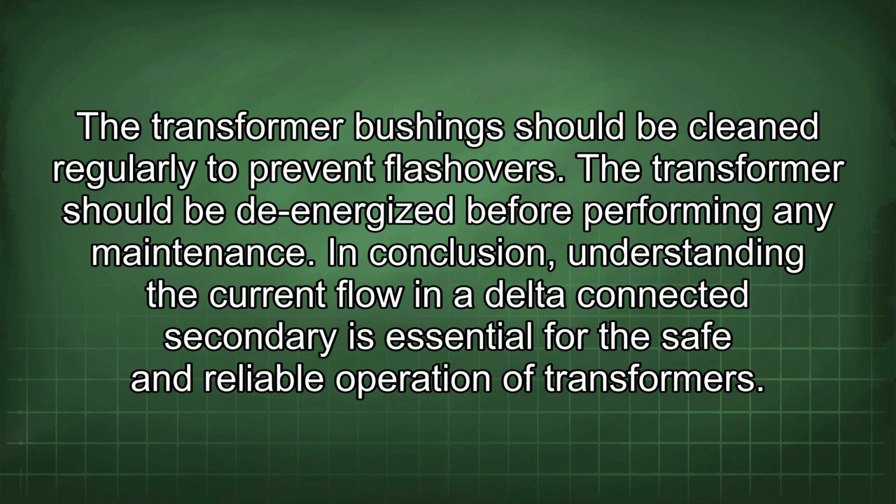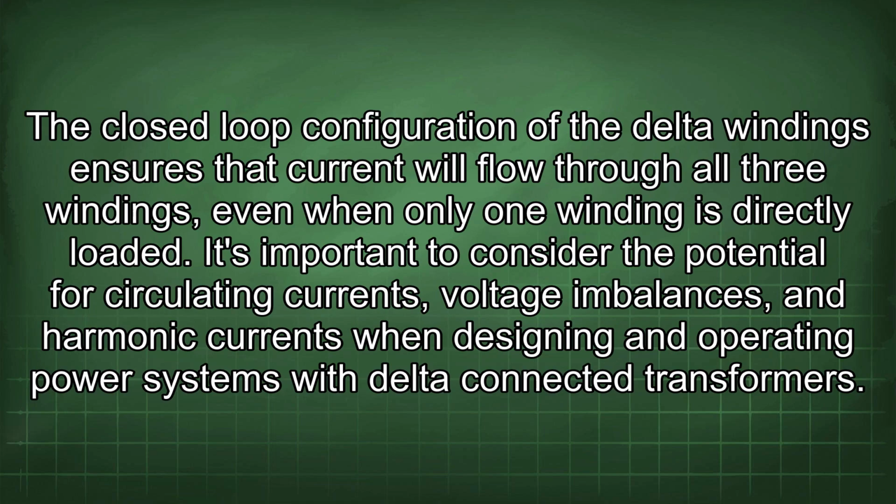In conclusion, understanding the current flow in a delta-connected secondary is essential for the safe and reliable operation of transformers. The closed-loop configuration of the delta windings ensures that current will flow through all three windings, even when only one winding is directly loaded. It's important to consider the potential for circulating currents, voltage imbalances, and harmonic currents when designing and operating power systems with delta-connected transformers.